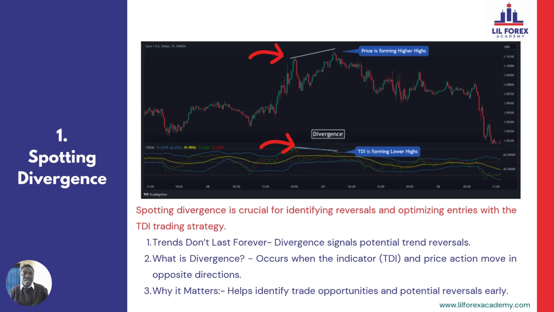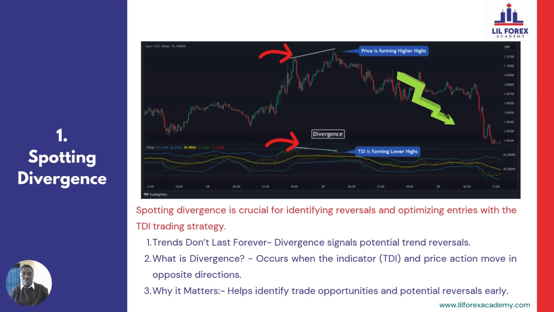And it is very important for you to know how to use TDI to spot divergence, especially if you trade reversal. So trend cannot continue moving up or moving down in a single direction. There will always be a time where the market is going to reverse, and before a reversal, maybe 70 to 80% of the time there will be a divergence that will signal to you that this market is going to reverse. Okay, so what is divergence?